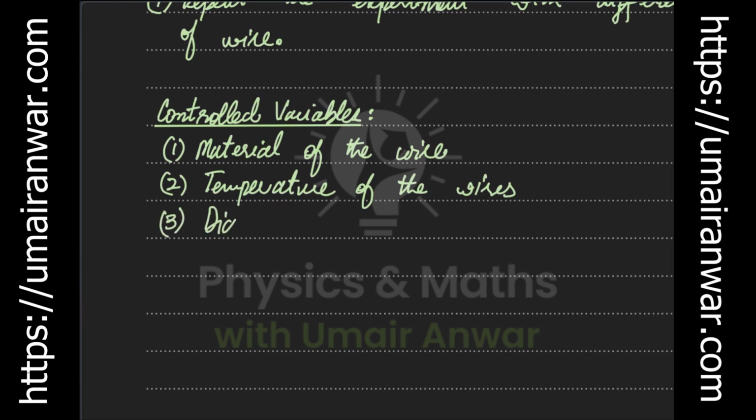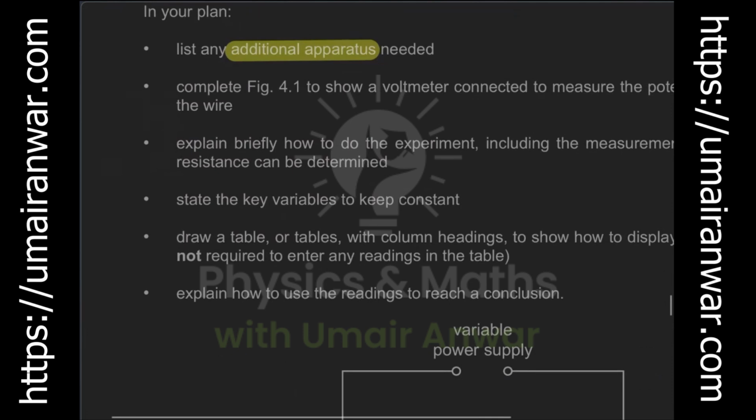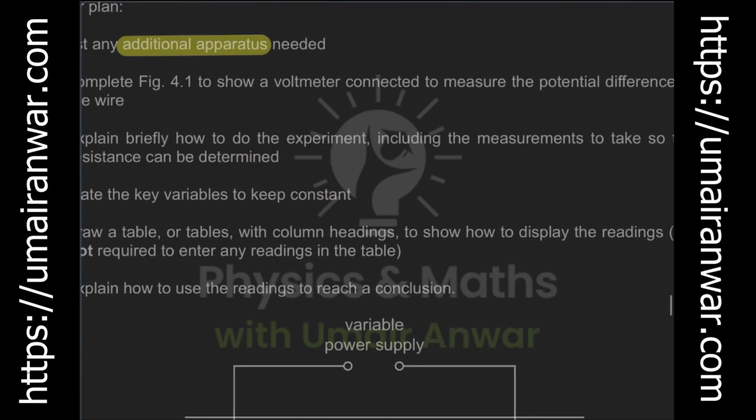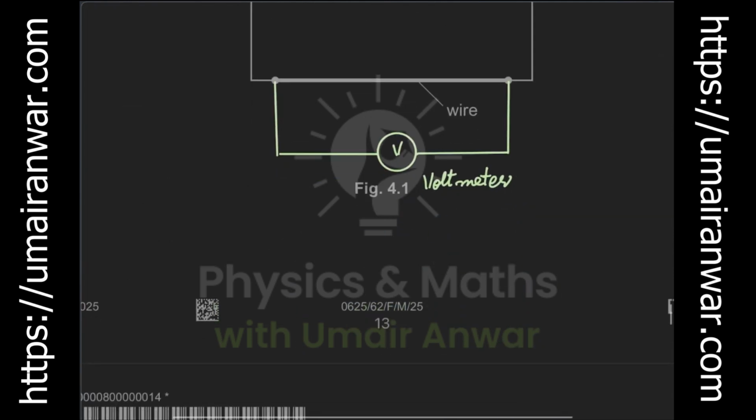The third thing I'm writing is diameter of the wires. So that also affects the resistance. This should also be kept constant for all the different lengths of the wire. Okay. The next instruction is draw a table or tables with column headings to show how to display the readings. You are not required to enter any readings in the table.